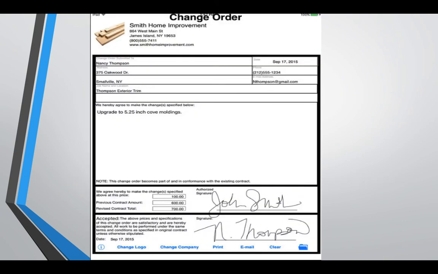So here we have a change order example I pulled up from the internet. Here we're upgrading to 5.25 inch cove moldings. Right here we see we agree hereby to make a change specified above at this price. So we're changing it by $100. It went from a previous contract amount of 600, so now the revised contract total is 700. Now this change order doesn't really tell us why.